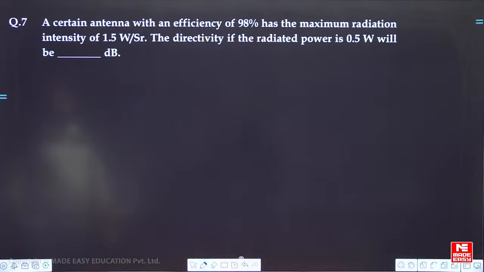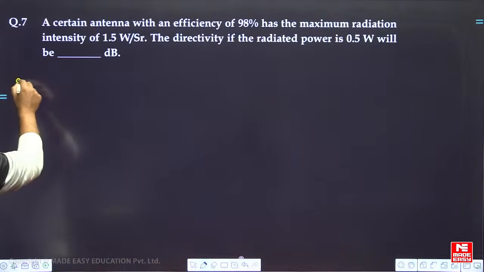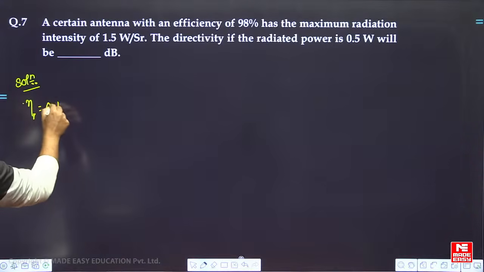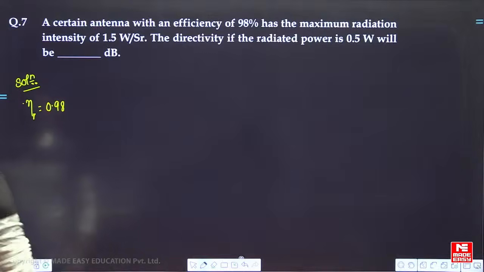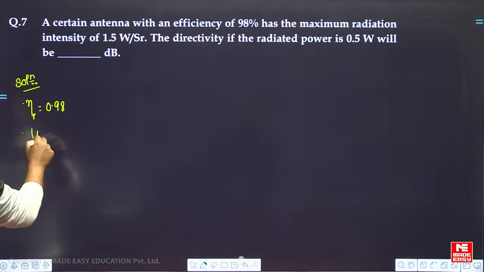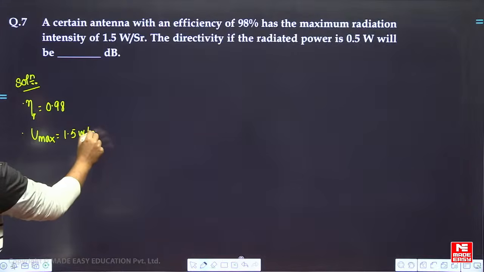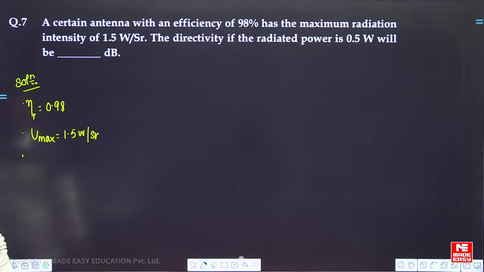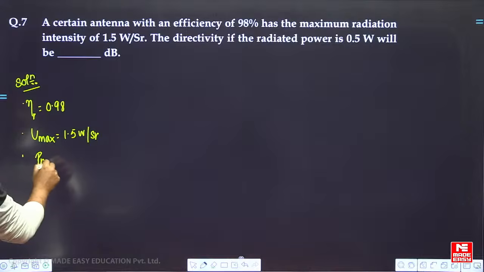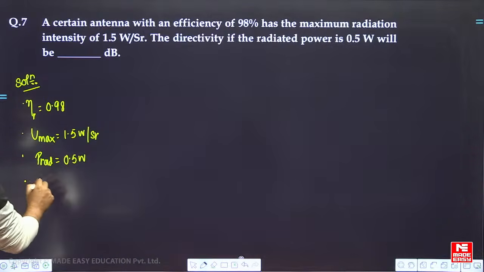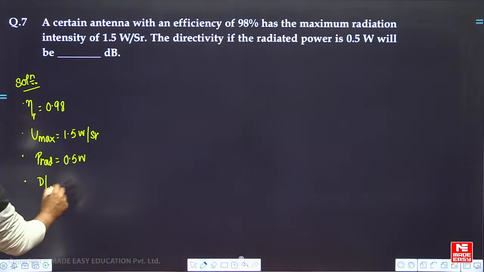Okay. Now let us solve it. A certain antenna with an efficiency, so radiation efficiency is your 0.98, correct, has the maximum radiation intensity U max, maximum radiation intensity is 1.5 watt per steradian. The directivity if the radiated power, so power radiation is how much? Power radiation is 0.5 watt. They are asking what is the directivity in dB, right. So directivity in dB.